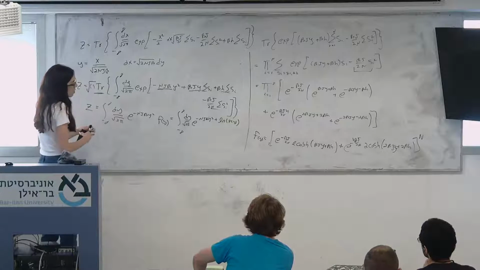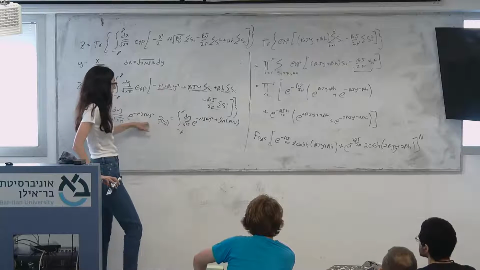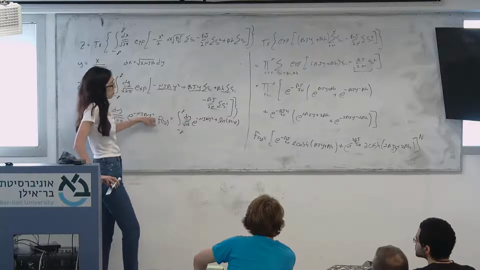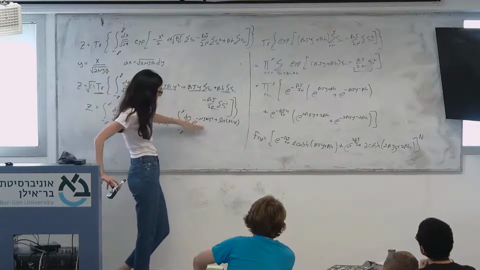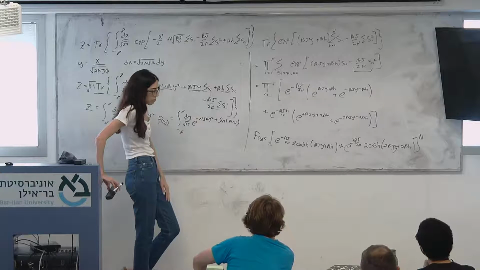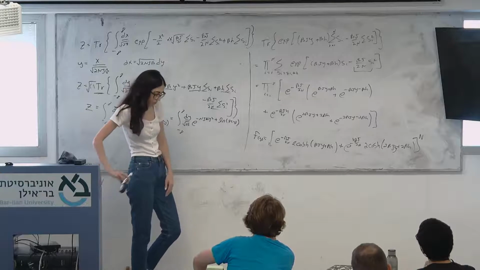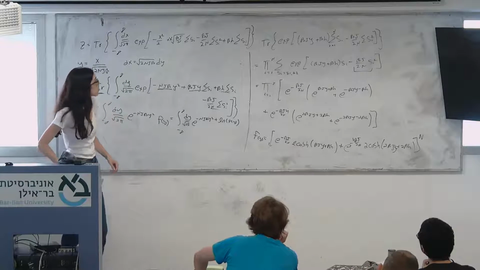Again, how do you write this ln? Instead of multiplying the exponent, I want it to be in the exponent, so I just take the exponent of ln. So now it's in the exponent. Okay, and now we can finally use the saddle point approximation.